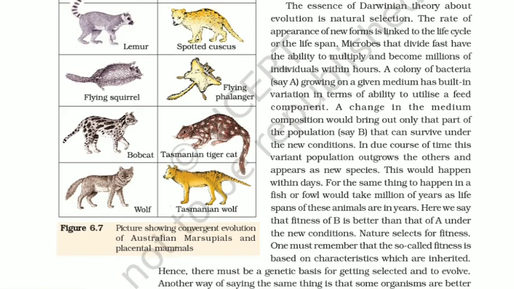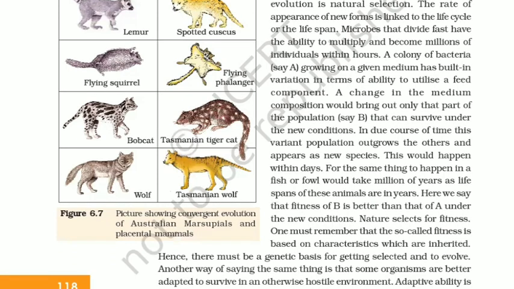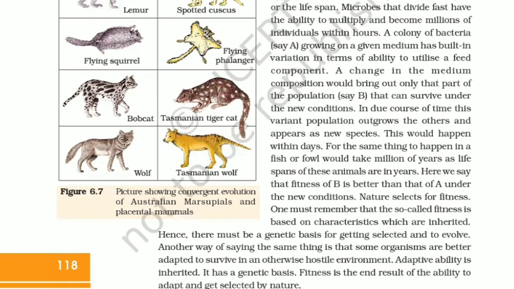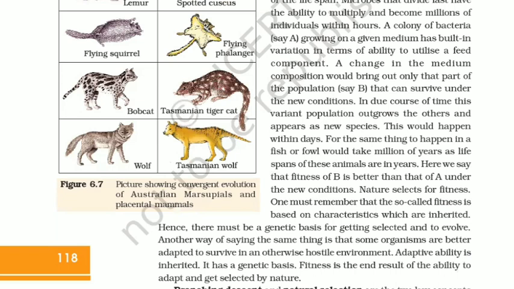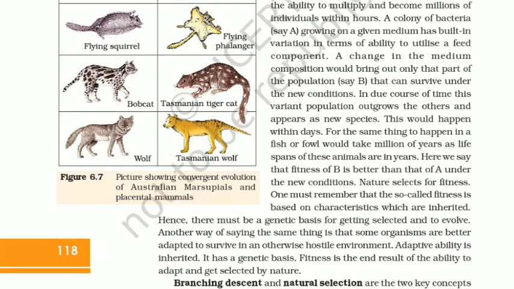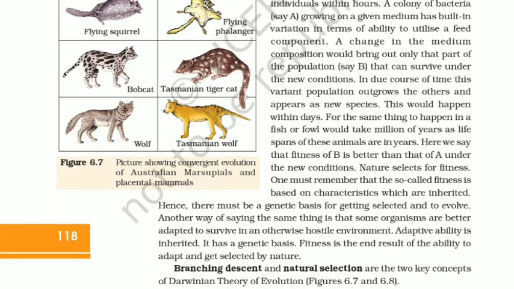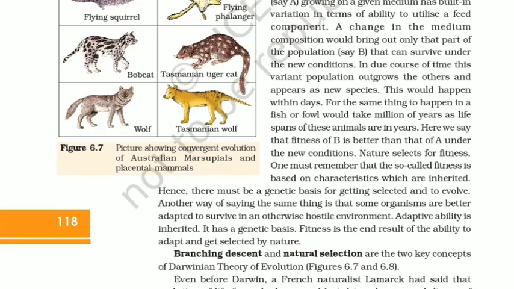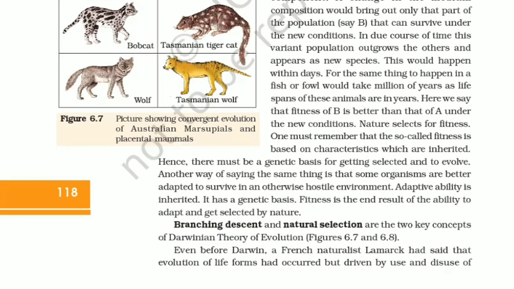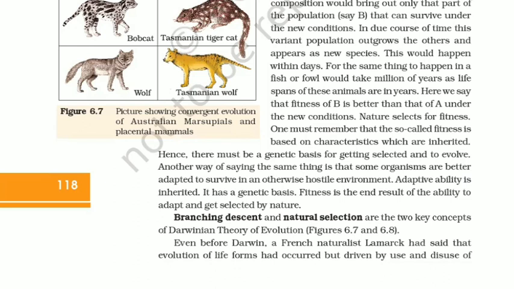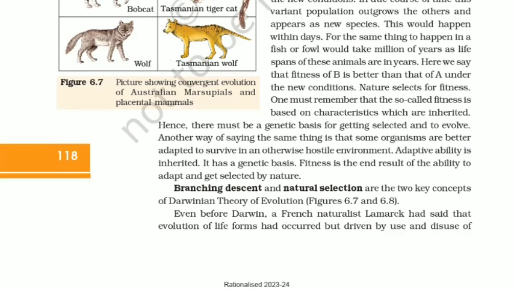Microbes that divide fast have the ability to multiply and become millions of individuals within hours. A colony of bacteria, say A, growing on a given medium, has built in variation in terms of ability to utilize a feed component. A change in the medium composition would bring out only that part of the population, say B, that can survive under the new conditions. In due course of time, this variant population outgrows the others and appears as new species. This would happen within days.